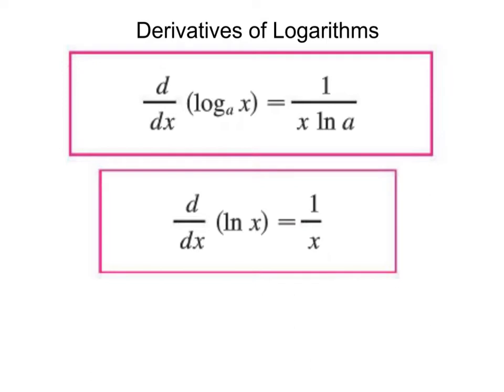Because the second one, ln of x, remember natural log of x is just log base e of x, which means that if I use the rule above it, it would be 1 over x times the natural log of e, and of course the natural log of e is 1. So that's why the natural log is just 1 over x. So it's actually the same rule. If you just remember this one, then you can remember both. It's just that this one comes up so often, it's going to save you some time along the way.